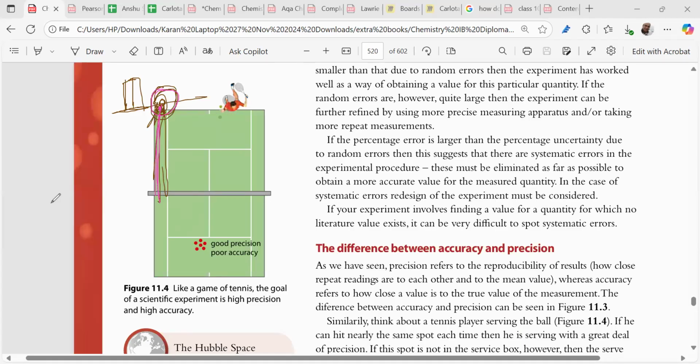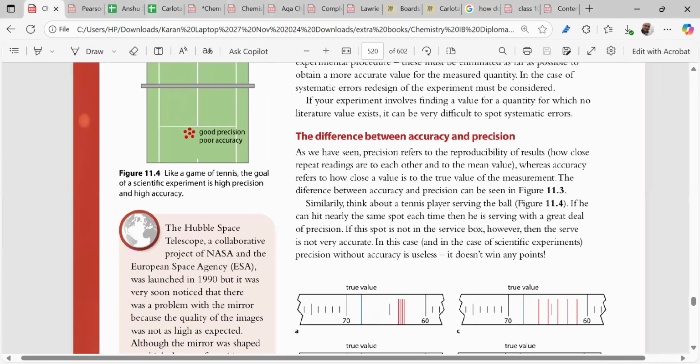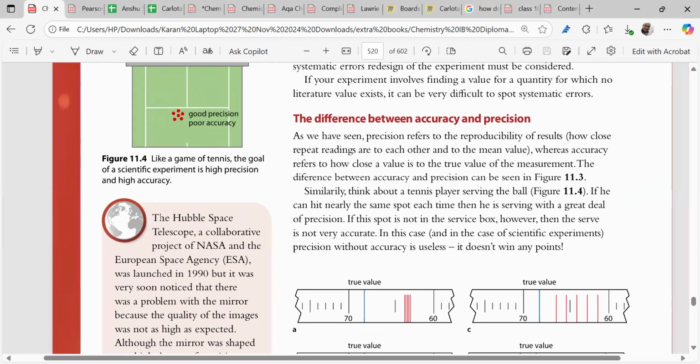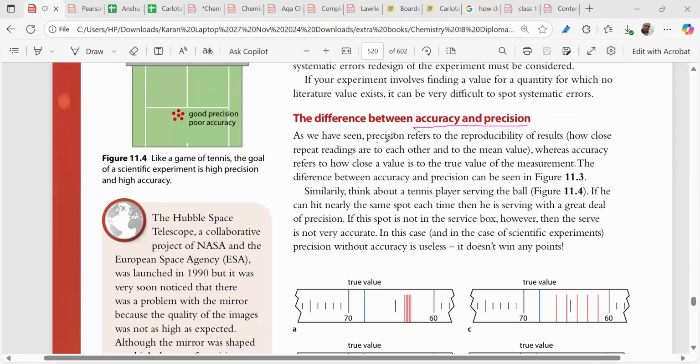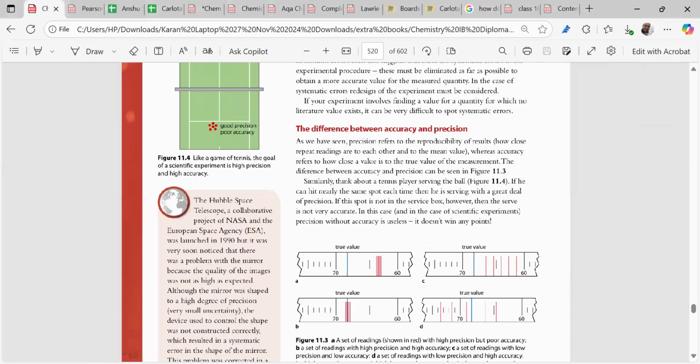So this is very important when we talk about it finally: what is the difference between accuracy and precision? Precision refers to the reproducibility of the result, whereas accuracy refers to how close the values are to the true value of the measurement. This is very important to know, right? What is the difference between accuracy and reliability? Would it be the same as well? Okay, fine. Is it clear?